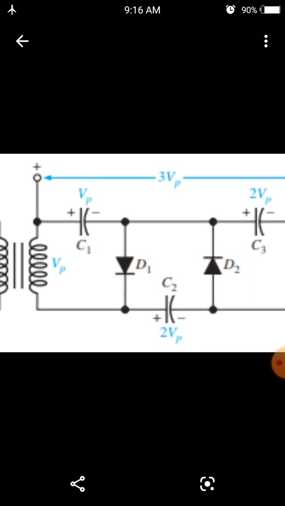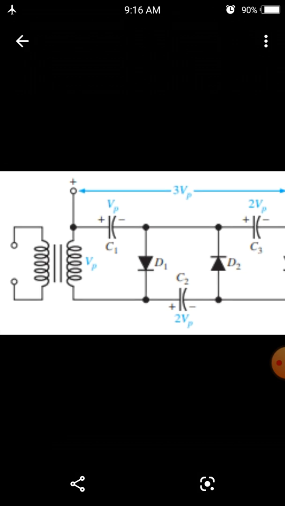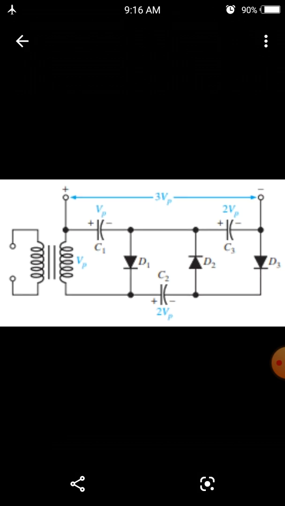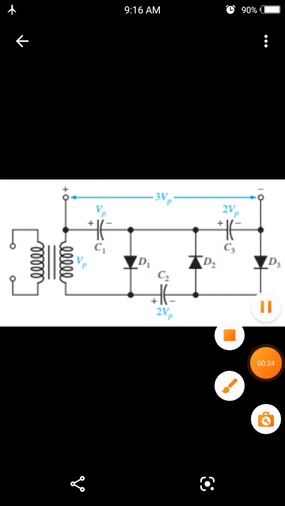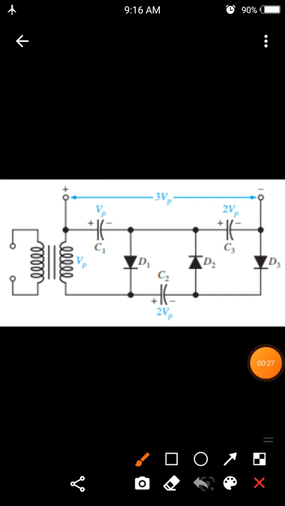Here we can see a circuit which is showing the multiples of voltage. What is the importance of a multiplier? A multiplier is a circuit which gives us a multiple of the input voltage.